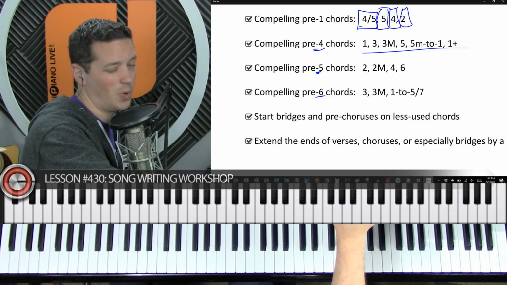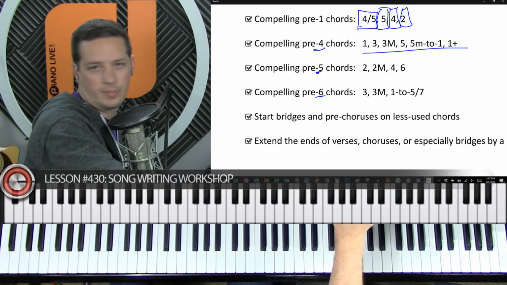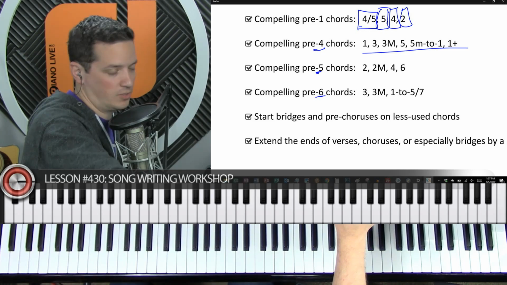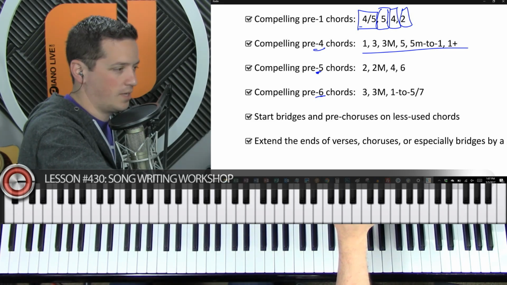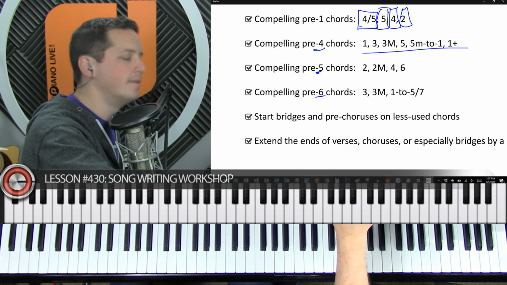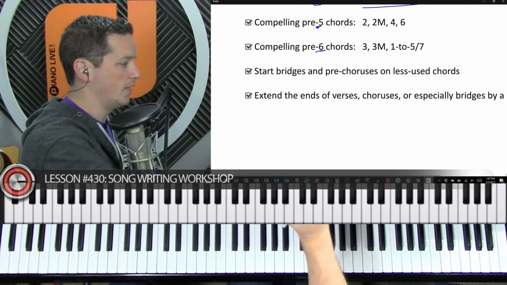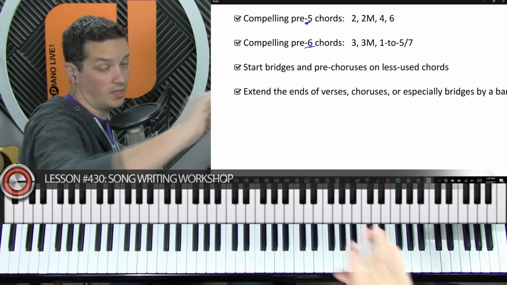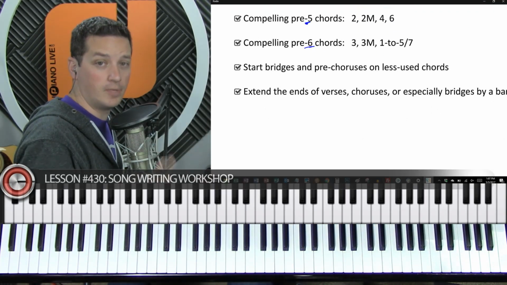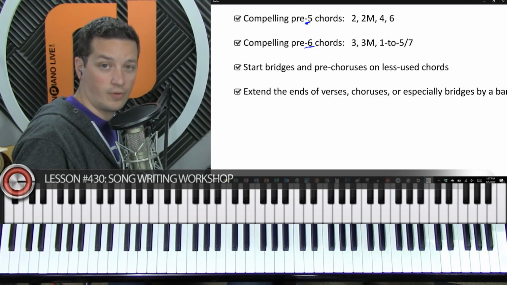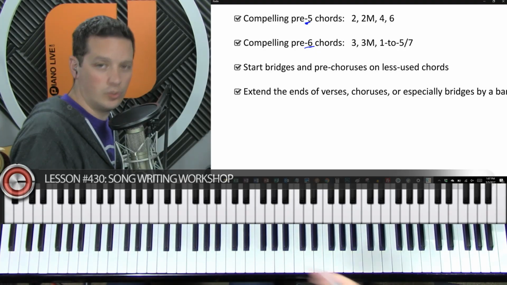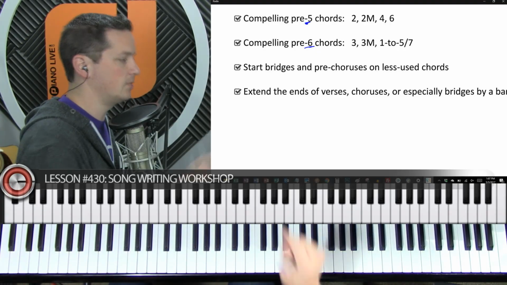If you're just using random chords, it's hard to make your bridge feel special because everything is random. The verse is random, the chorus is random. There's just more randomness. Okay, so less used chords for the bridges. If you've got a lot of 2s and 3s in the rest of the song, maybe try starting your bridge on a 1 or a 5 or a 4 or something that you haven't used earlier in the song as much.